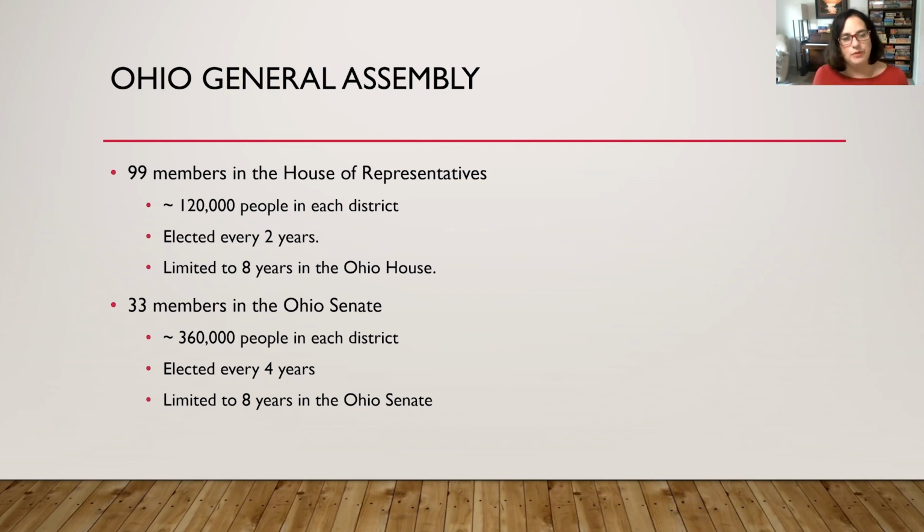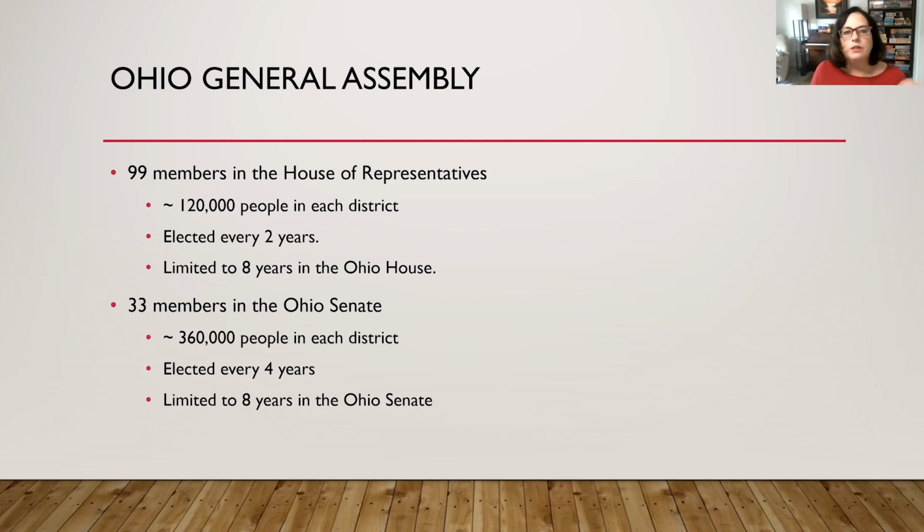We have a census coming up this year. So in 2021, they'll recount and redraw district lines to make it so that each district is about even. How many people that represents obviously depends on how many people are in Ohio, but we have 11.5 million or so people in the state. So that divides into about 120,000 people per district, where House of Representatives are elected every 2 years. They're limited to 8 years in the Ohio House with term limits. So you cannot be elected to the House of Representatives in Ohio for more than 8 years or 4 terms.